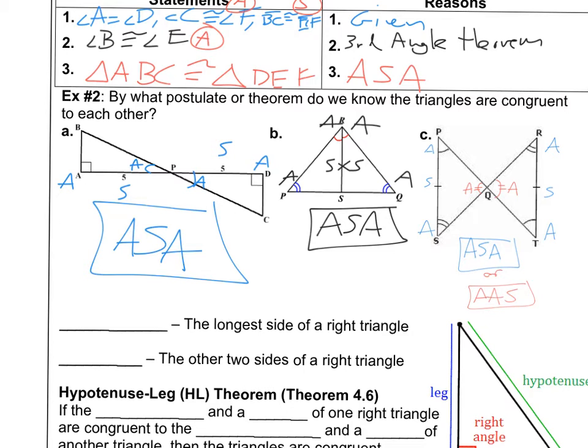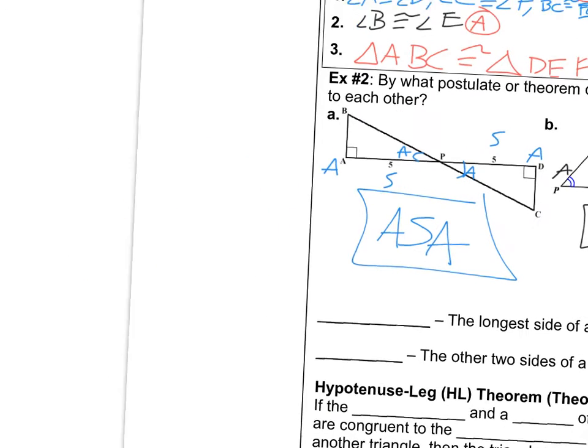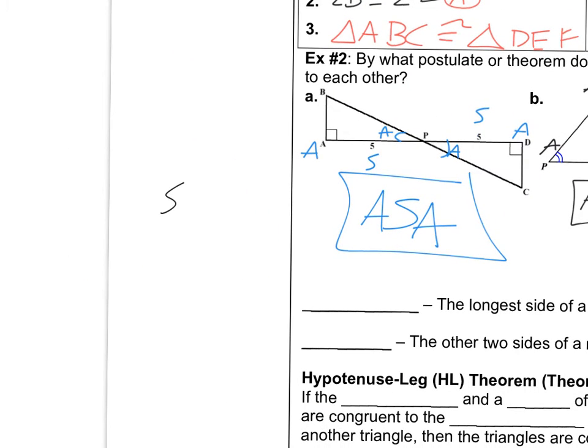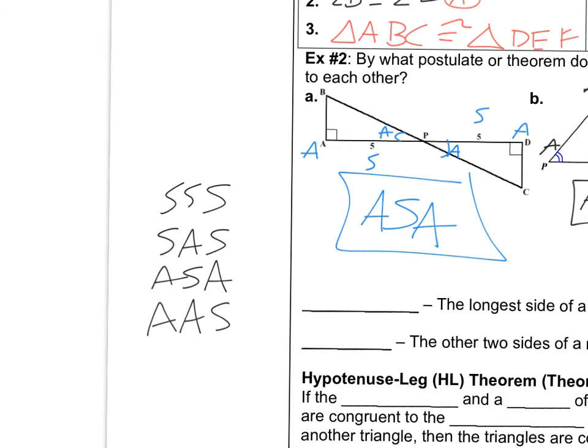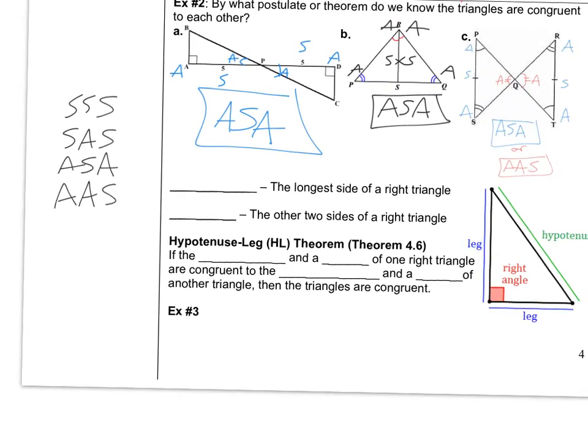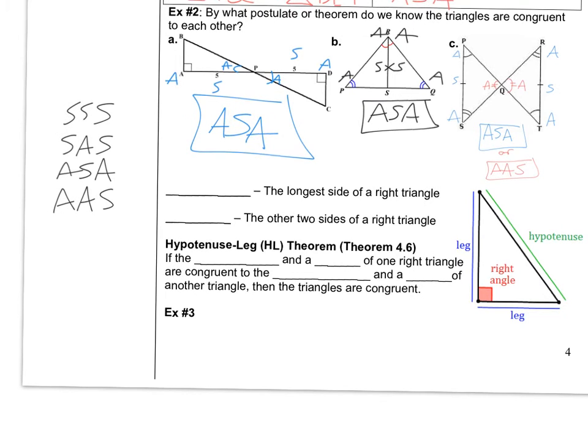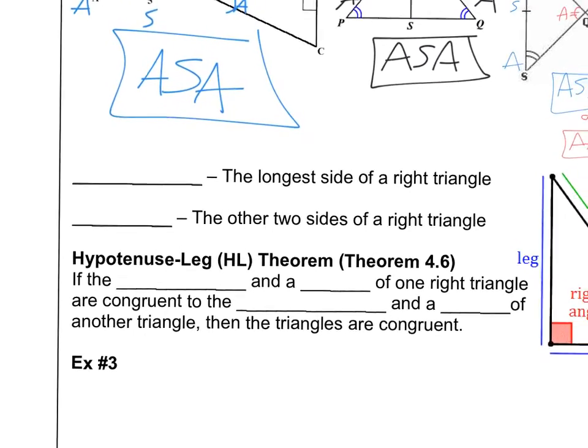All right, so we've done 4. Okay, make a little note of them off on the side. We've talked about SSS, talked about SAS, then we talked about ASA, and now we just talked about AAS. So we got 4. There's a 5th one. In order to know the 5th one, we have to understand something about right triangles. So a couple key words here, probably some terms you already know.